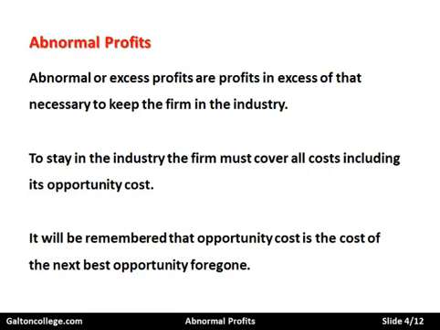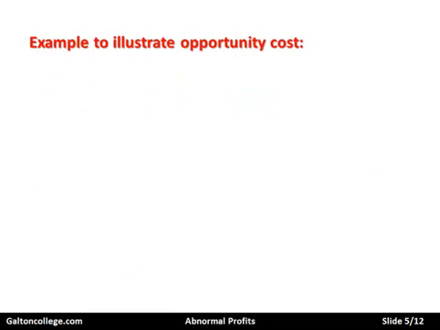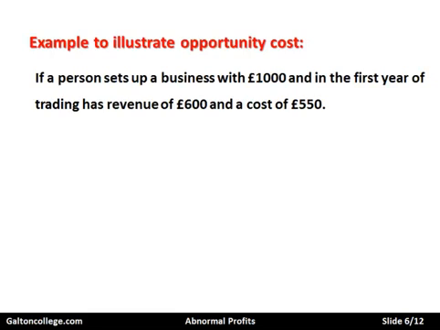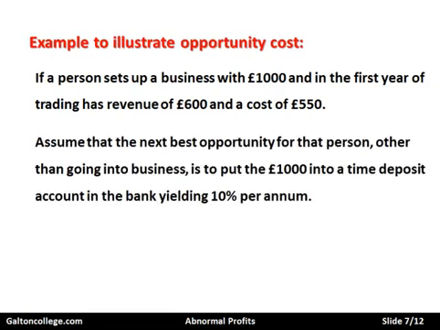So, as I said, the opportunity cost is the cost of the next best alternative foregone, the next best alternative given up. Let's take an example to illustrate opportunity cost. If a person sets up a business with £1,000, and in the first year of trading has revenue of £600 and a cost of £550. Just say this is our example. Now assume that the next best alternative for that person, other than going into business, is to put the £1,000 into a time deposit account in the bank, and let's say, for ease of calculation, the person would have got 10% per annum on that account.